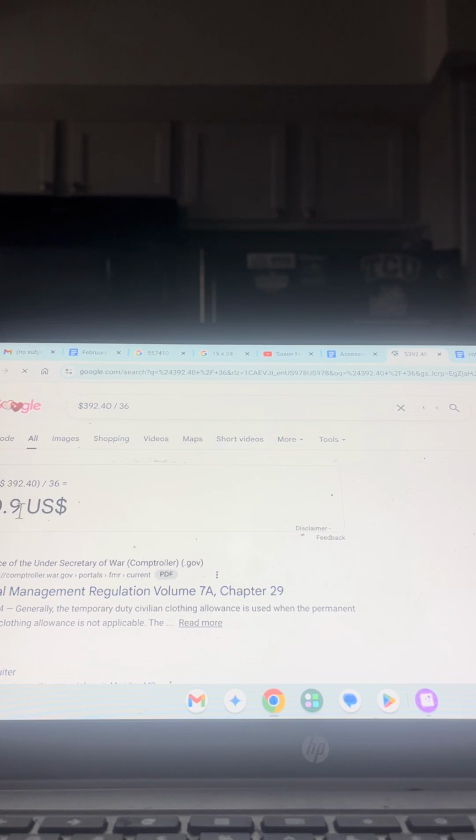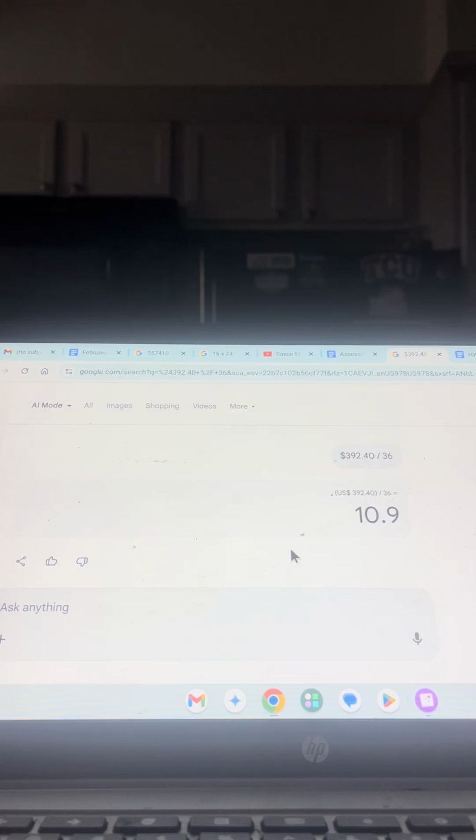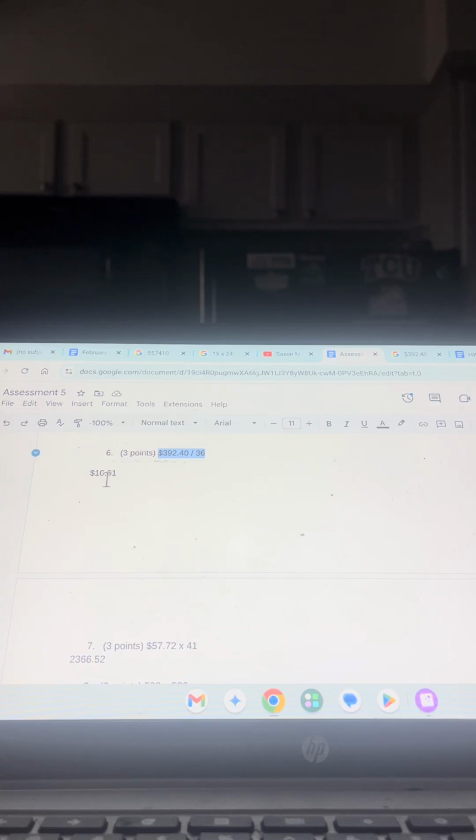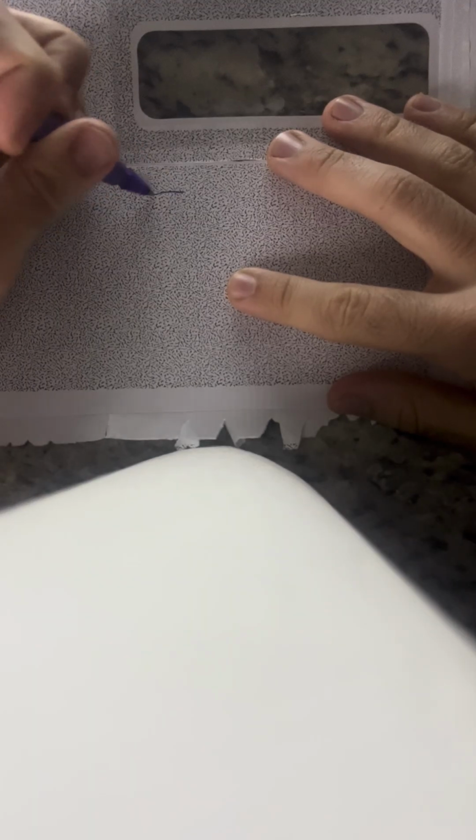$10.9 US, so that means $10.90, right? Yeah, so the 10 and the 0.9 is correct. Let's see where you got the 1 though, because that 1 is not correct. Let me see if I can do it and see where you got the 1 from. So feel free to go back to your work and see if you can spot your mistake as well.